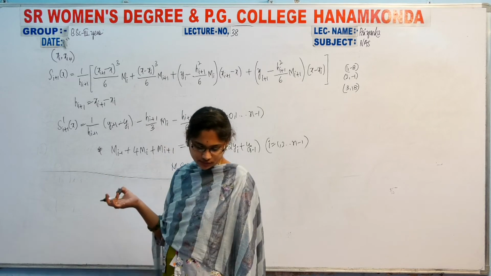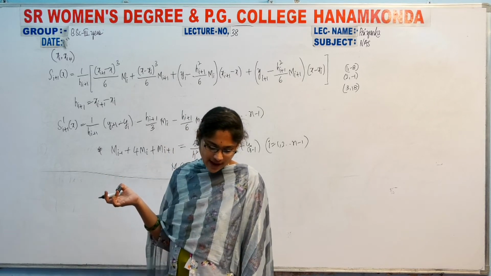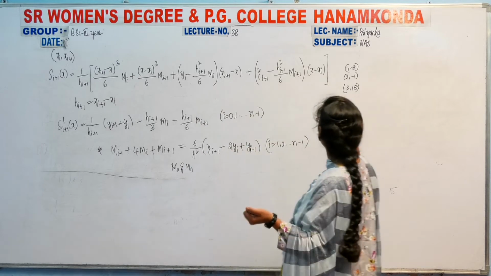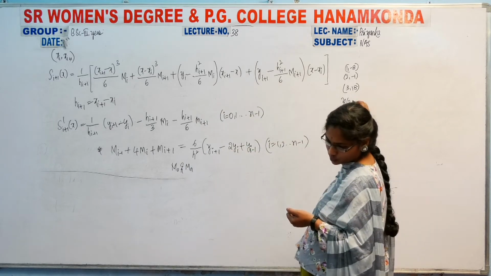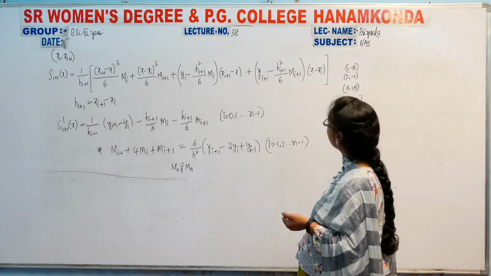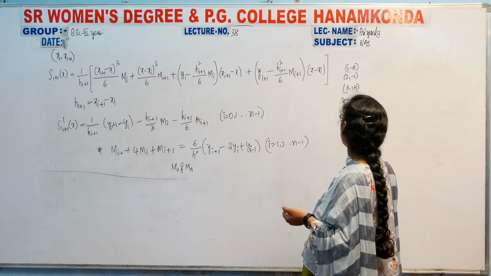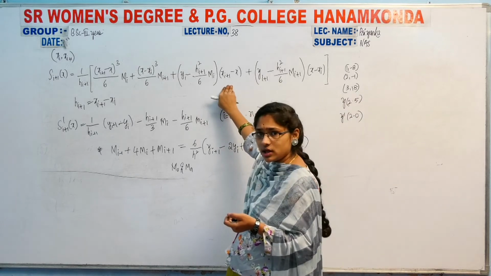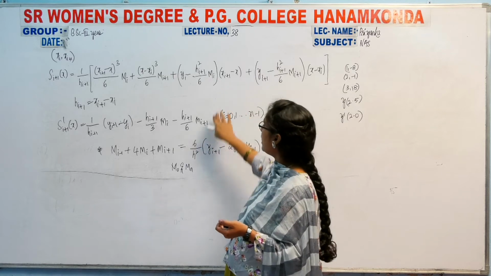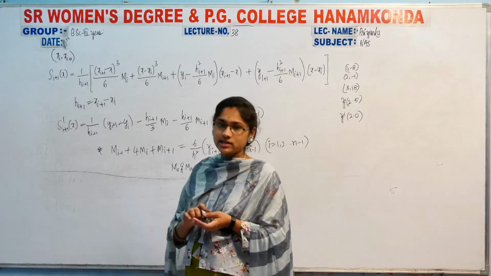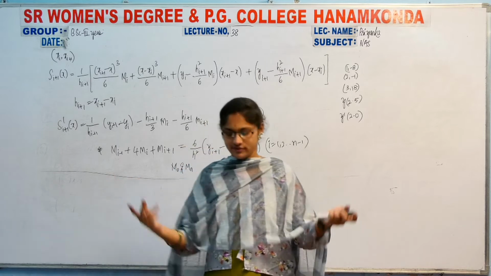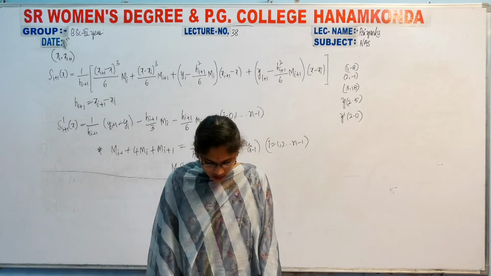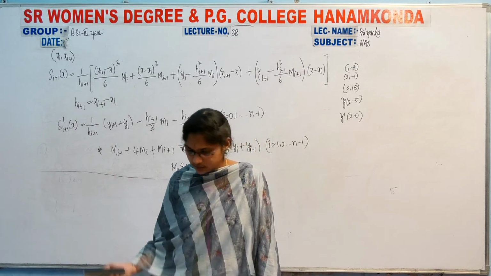Find also the approximate values of y of 2.5 and y dash 2.0. y of 2.5 means here we can use this formula, and y dash means this one, because already I said that s of x is equal to y of x. Okay, now write down.